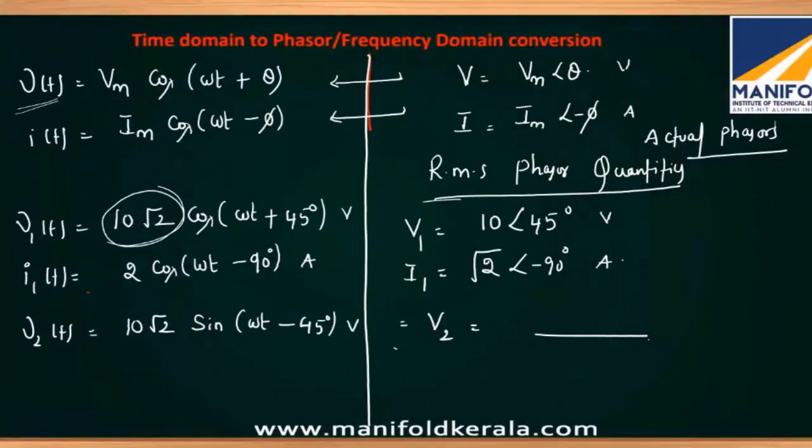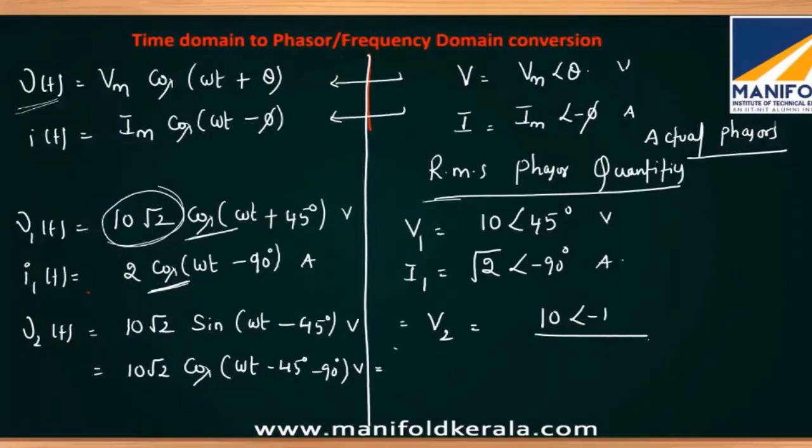See, the thing which you have to understand is that your reference is cos. The first thing you have to do is convert it into cos. So to convert this into cos, what do you have to do? 10 root 2 into cos(omega t minus 45 degrees minus 90), so many volts. So it will become 10 at an angle minus 135.